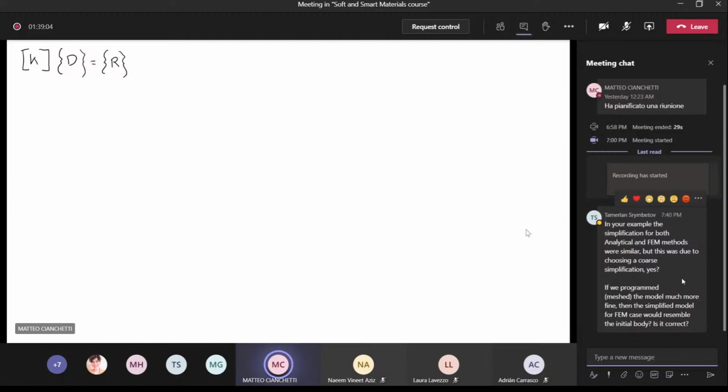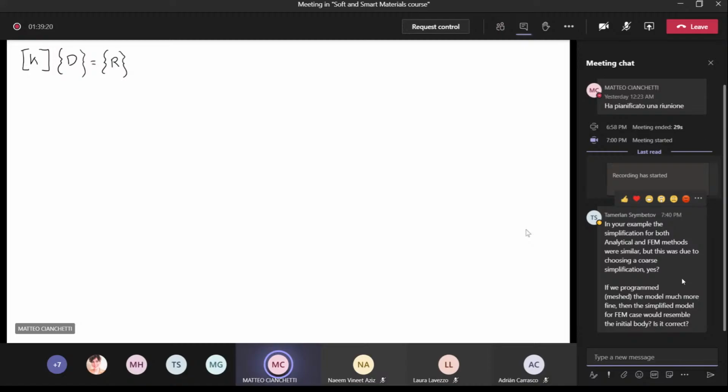So whenever you go for a model, whether it is a mathematical analytical model or an FEM model, it is a simplification of reality. No way, it's always a simplification. There is always something that is different with respect to reality.